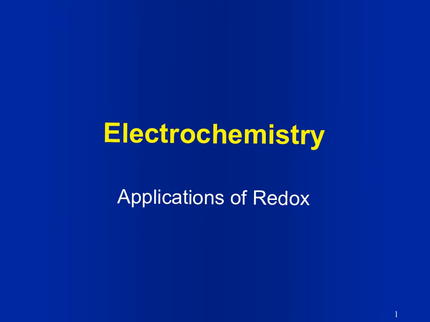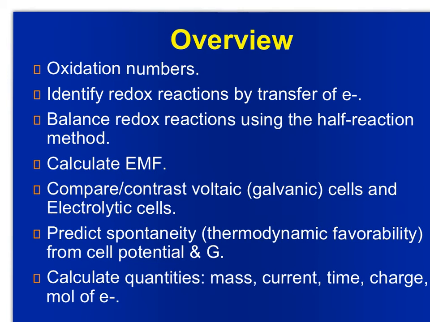We're in our final unit called Electrochemistry. According to the MyAP, this is in Unit 9. An overview of electrochemistry: we're going to go over oxidation numbers. We're going to identify redox reactions. They are reactions that have a transfer of electrons. It's almost every reaction, but not every one.